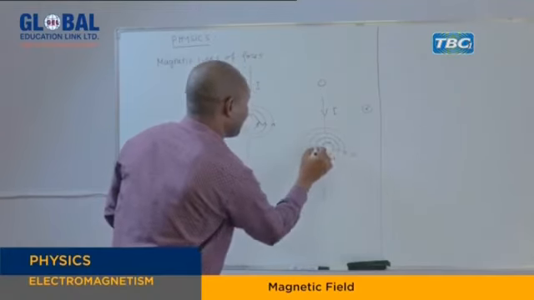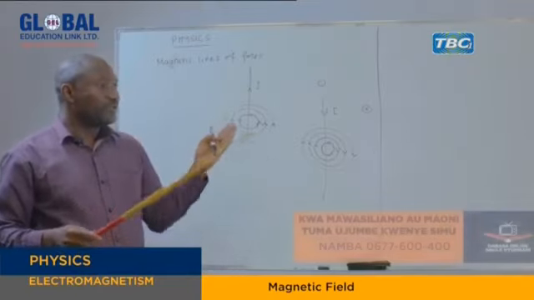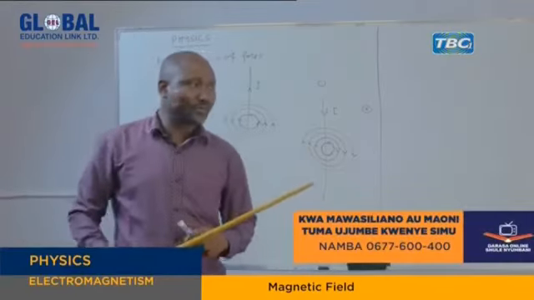Okay, this is clockwise, this is anti-clockwise. So that's how you can find the direction of the magnetic flux line of forces on a conductor using the right-hand grip rule.